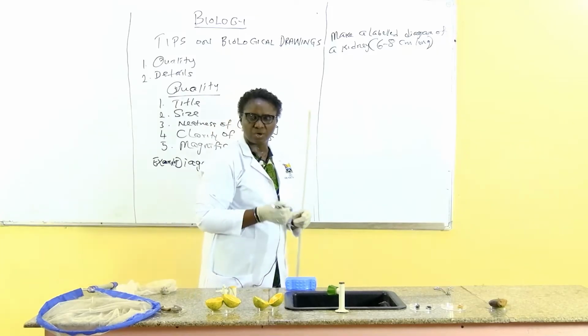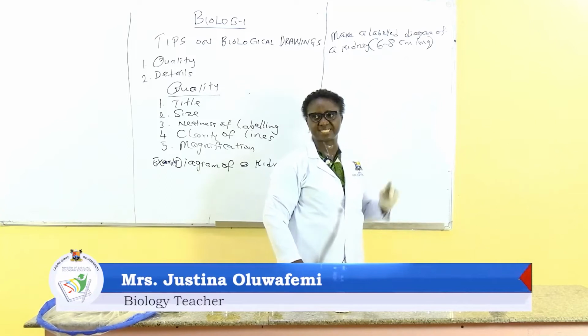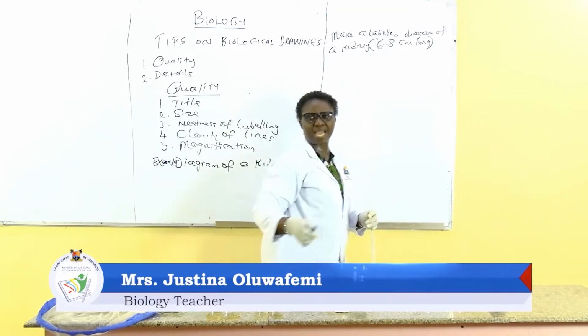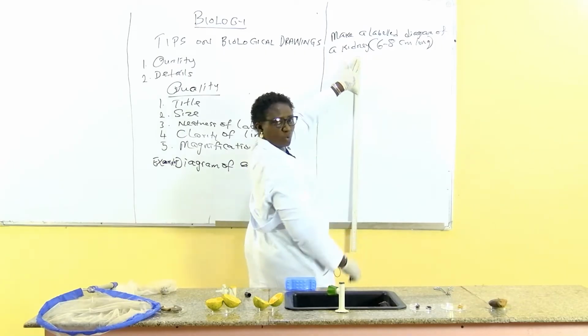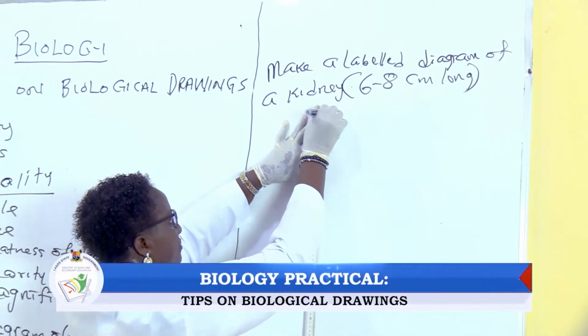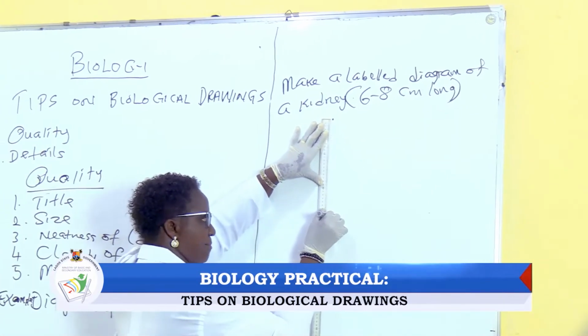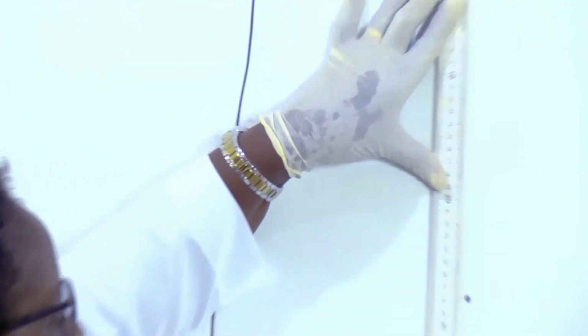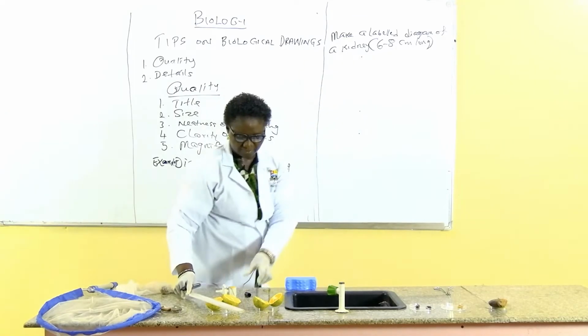Class, what is the size? It is given 6 to 8 centimeter long. How do I get my size? It comes in this way. You place your ruler on your paper. You mark point 0. You look for point 8 on your ruler, mark it, and you proceed to 0.8 centimeter.